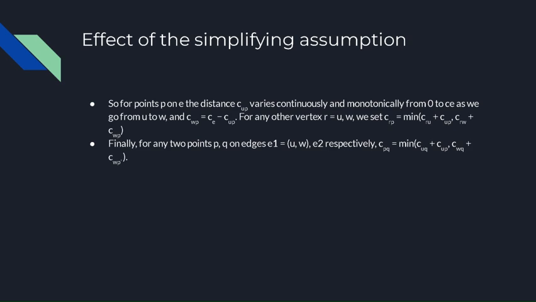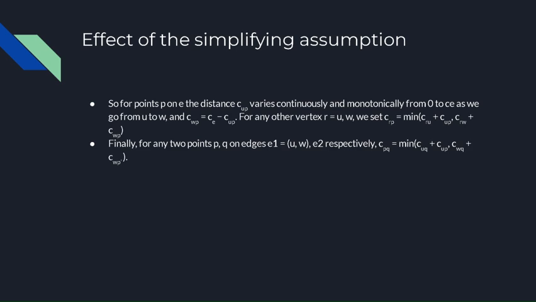So we can reach this point P via U or via W, and thus we have two different paths with two different costs. We will take the minimum of them. And similarly we can define it for any 2 points P and Q which are lying on two different edges. So say P lies on E1, that is UW, and Q lies on some other edge E2.